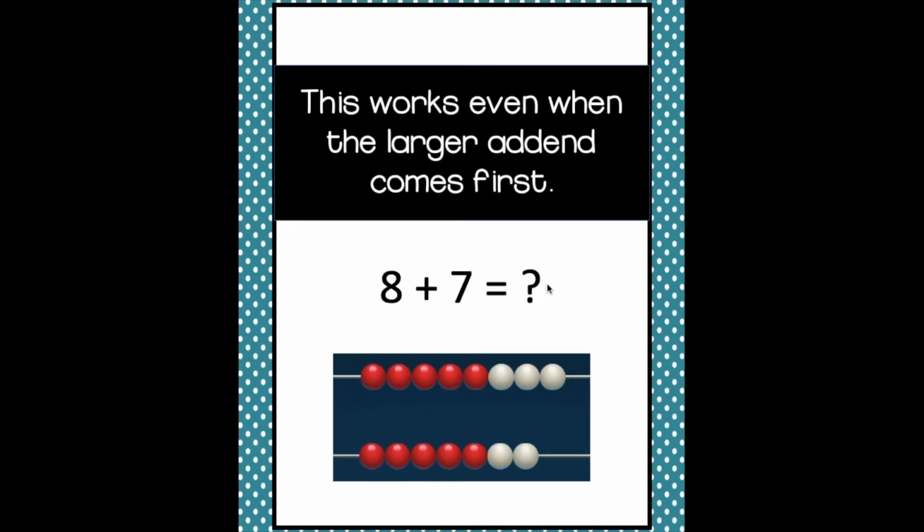So this works whether the larger addend is at the beginning or at the end, as it was in the last example. We can still double the larger addend, 8 plus 8, and then subtract this one, or we can double the smaller addend, 7 plus 7, and add that last one.